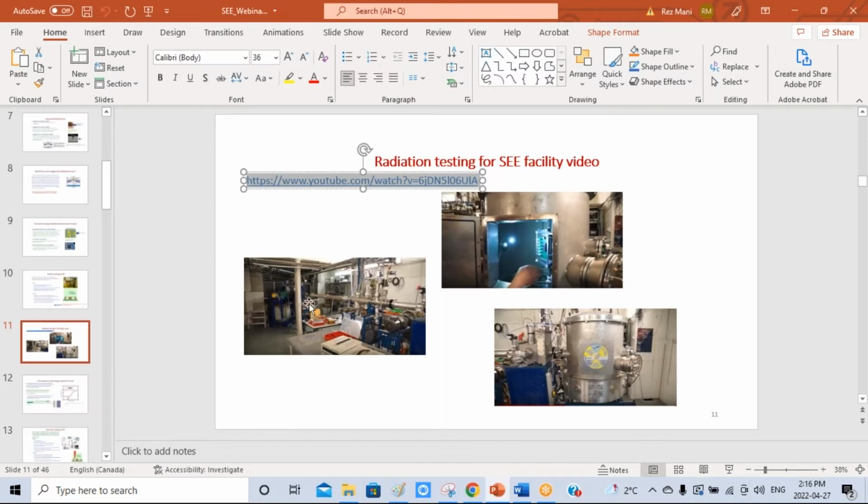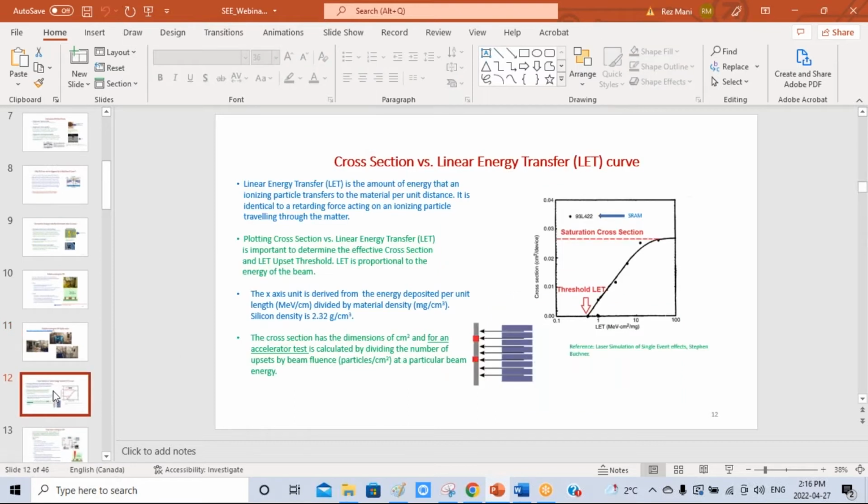So that's the standard method of testing with radiation.